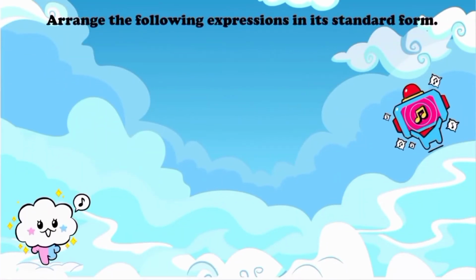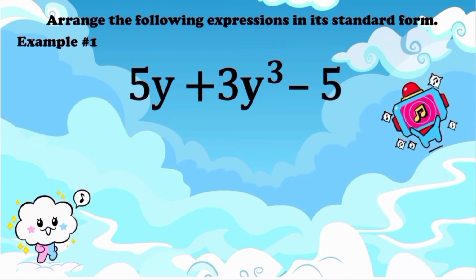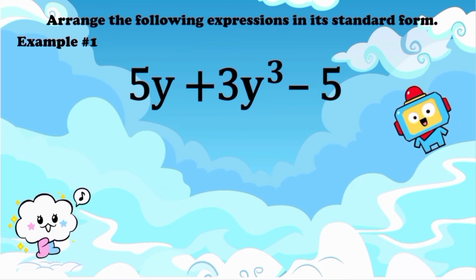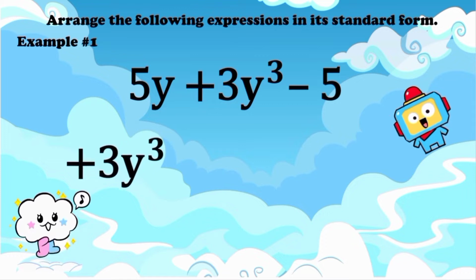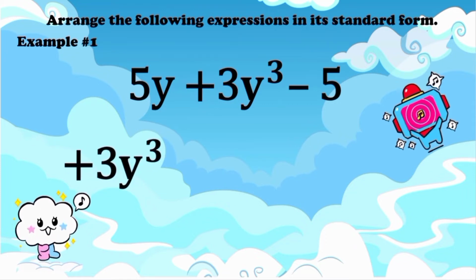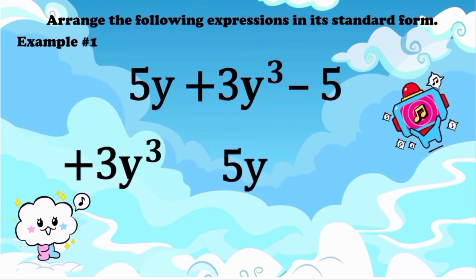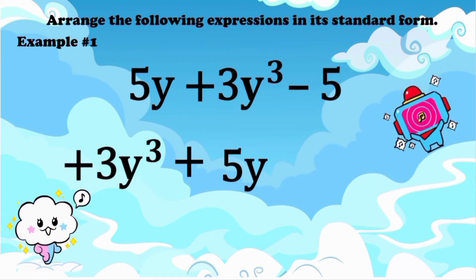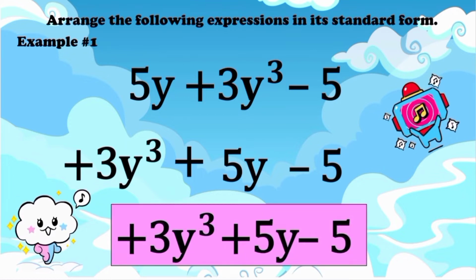Now let's try example number 1. 5y plus 3y cubed minus 5. What do you think is our first term? What do you think is the highest degree of the term? Correct, that is 3y cubed. Now what is our second term? Yes, 5y. In this case, we need to add a plus sign in between terms. Our last term is negative 5. Now for our final answer, we have 3y cubed plus 5y minus 5.